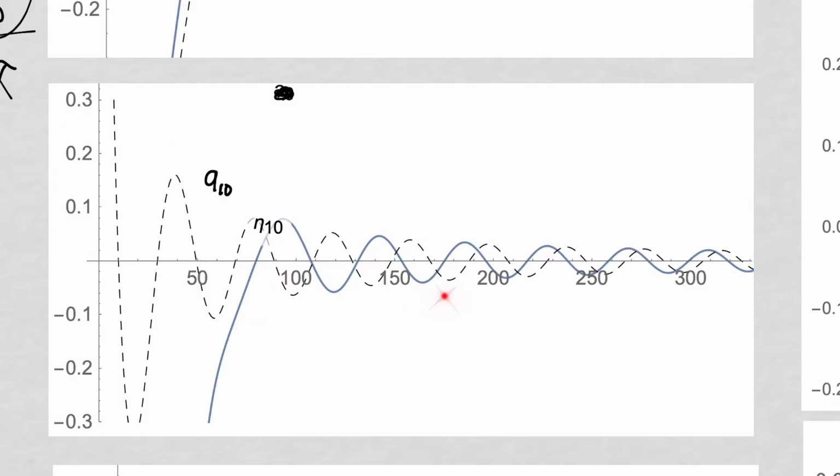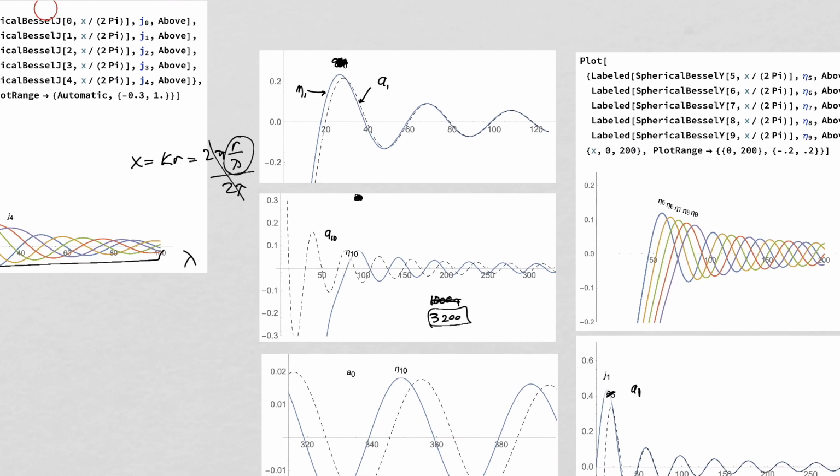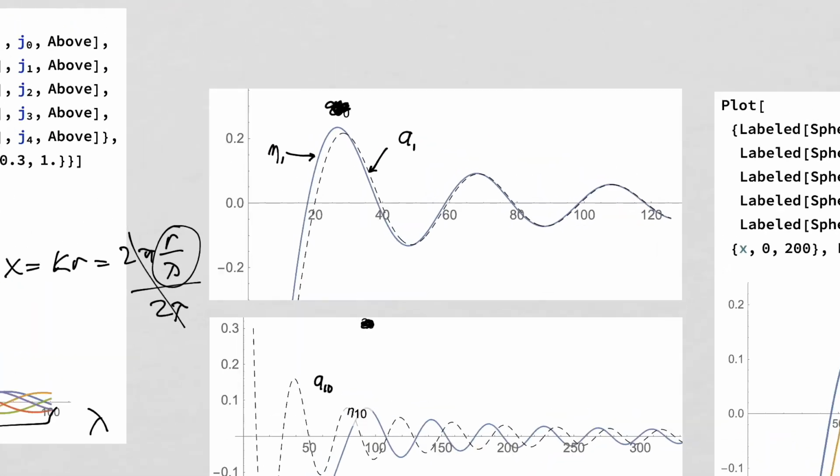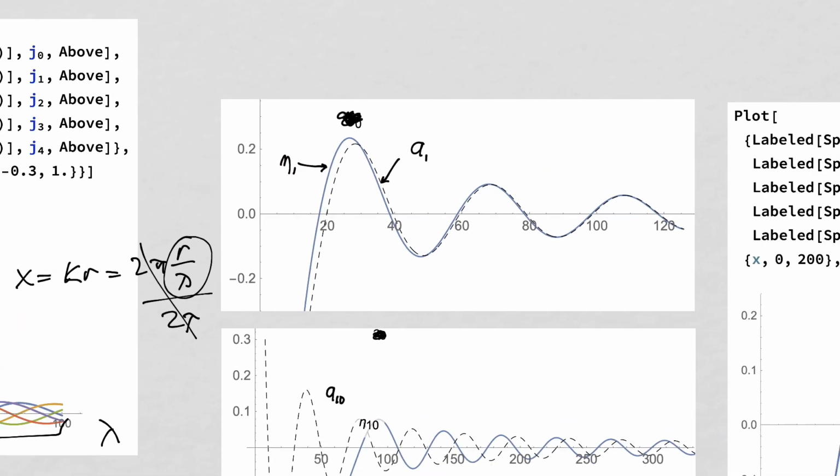However, for Neumann 10, I plotted it way out there, and at about 1,000 pi, well, I guess that's about 3,200 de Broglie wavelengths. By the time you get to 3,200 de Broglie wavelengths, it's locked on again. So these guys do get locked on. They get locked on later and later, the higher the order. But the most important orders that we deal with in scattering theory are the lower ones, right? So we're dealing with Neumann 1 and Bessel 1.